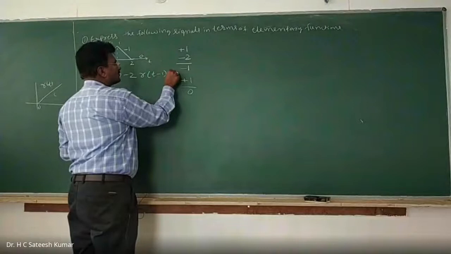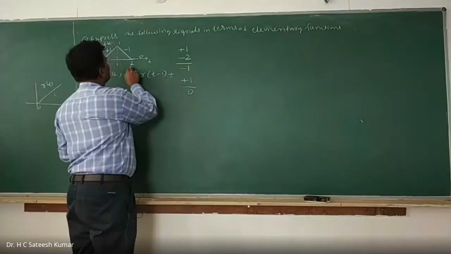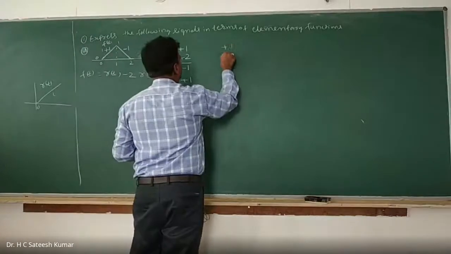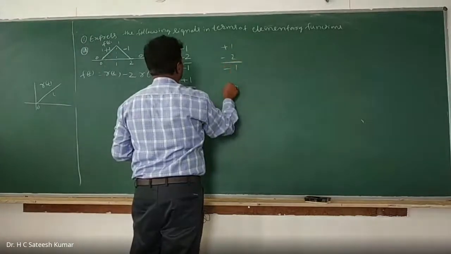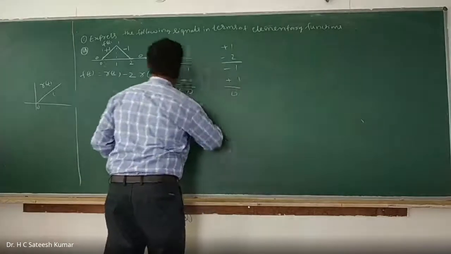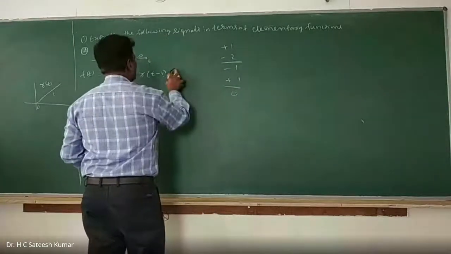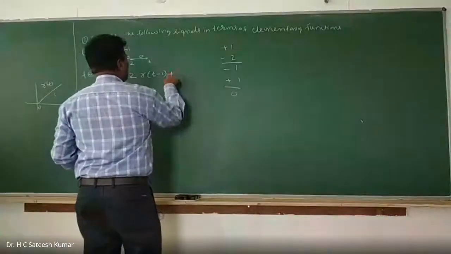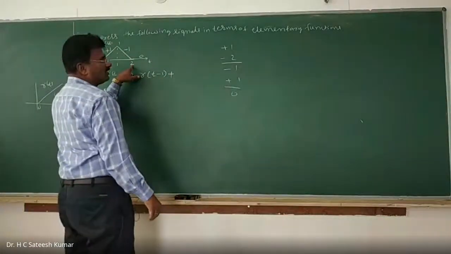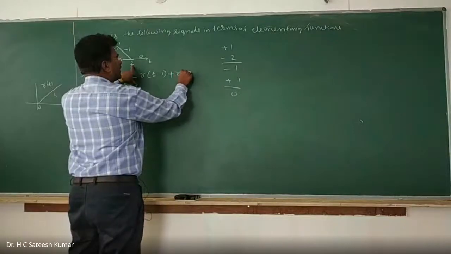So the slopes are +1, -2, -1, +1, 0. I write it here. Now I should add a slope of +1 from 2. Therefore we can write it as r of t minus 2.